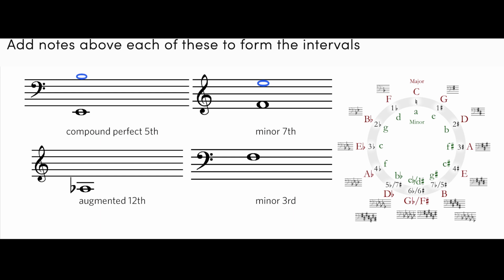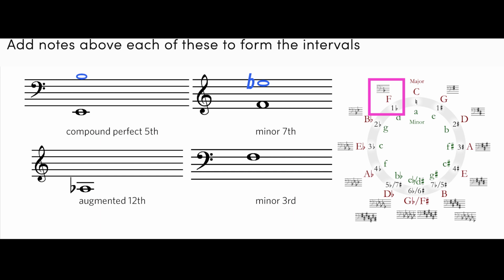Now, do we need to chromatically alter this E for it to be minor? Well, let's have a look at our circle of fifths. In the key of F major, is there an E natural? We see yes, there is, because F major just has a B flat. We're actually looking for the minor, which is a semitone lower than the major. So if we have an E natural in F major, to lower the semitone is going to give us an E flat. So we in fact need an E flat for this to be a minor seventh.